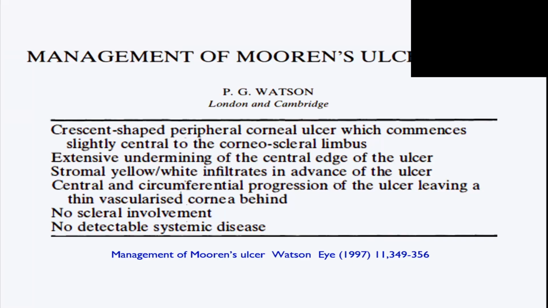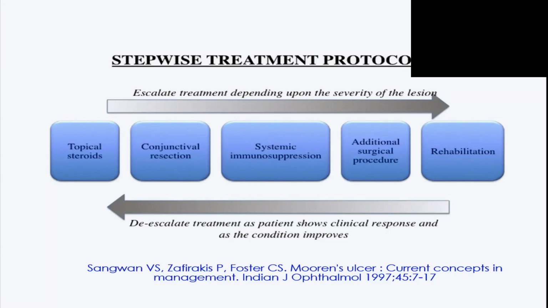Thank you, Jayesh. Right. So Mooren's ulcer, this is a free article in IJO, and now there are more recent articles, but more or less the protocol remains the same, that you have a step ladder approach to treatment, starting from topical steroids, going on to conjunctival resection, systemic immunosuppression, additional tectonic surgeries, and then rehabilitation.